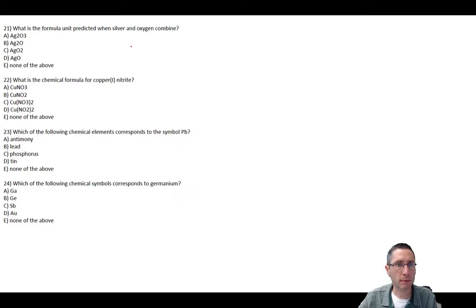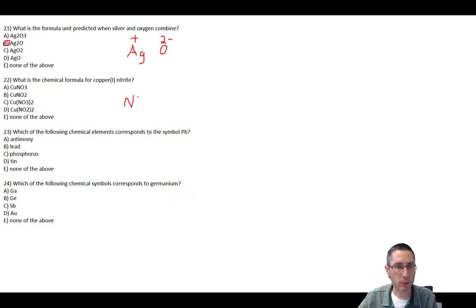21, the formula predicted when silver and oxygen combine. Silver is abbreviated Ag. Oxygen is abbreviated O. We write the charges above them. Oxygen always wants to be 2 minus. Silver is one of those we memorized. It's always +1. So we use the crossover rule here to get Ag2O. 21 should be B.